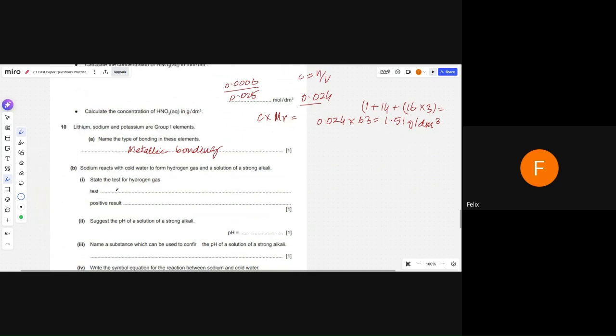So again, a test for hydrogen gas, squeaky pop. So lighted splint. So the test is lighted splint.